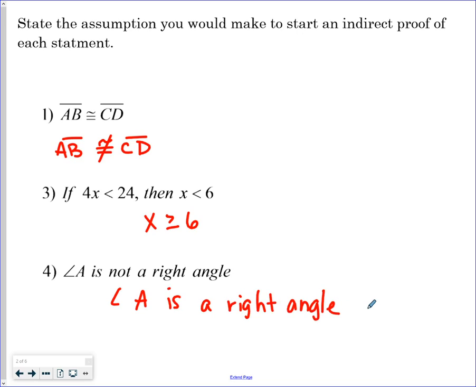So even though you don't get the actual whole proof part because we're not doing it, you at least get how we would start them. Okay?